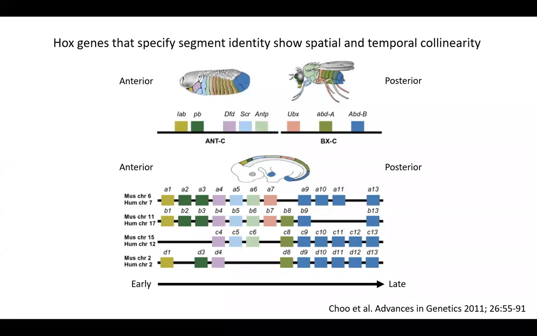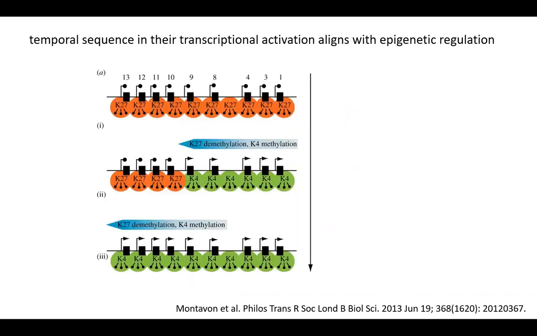And they are expressed in an order also physically from the anterior part of the body to the posterior part of the body, so that the location along the genome corresponds to the temporal order, and it also corresponds to the order along the axes of the body. And this was known for a long time.